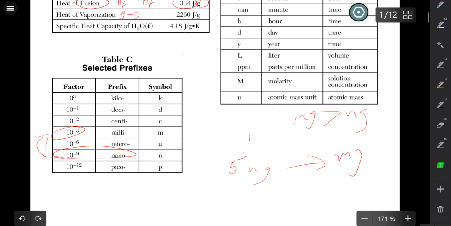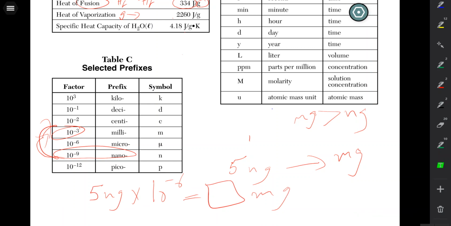So a whole lot of nanograms would be equal to very few milligrams. Since the difference is 10 to the negative 6, like we said earlier, your 5 nanograms multiplied by 10 to the negative 6 will give you your answer in milligrams. Okay? That is simply how you convert.